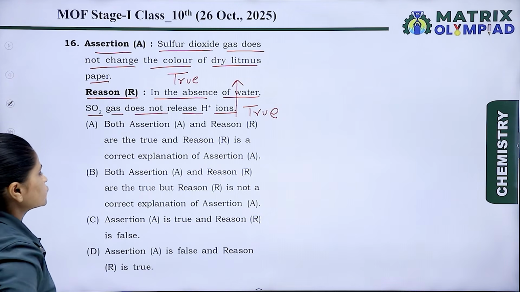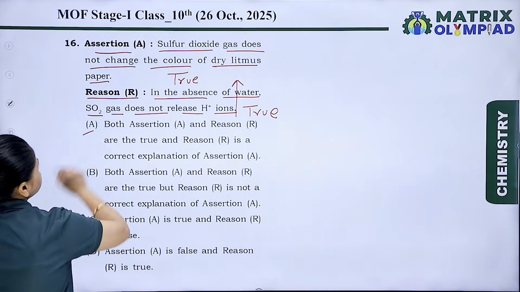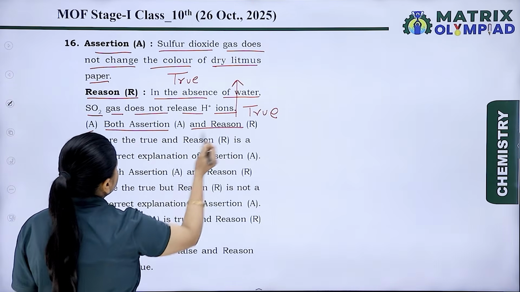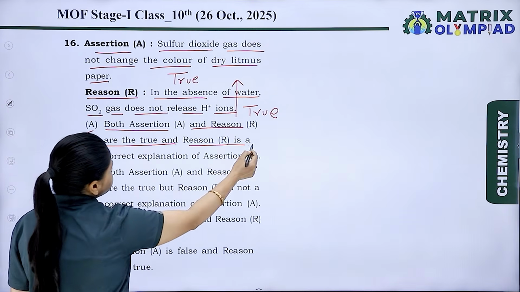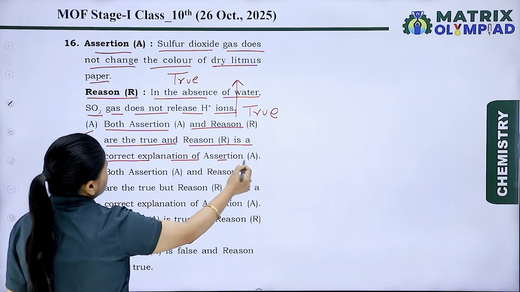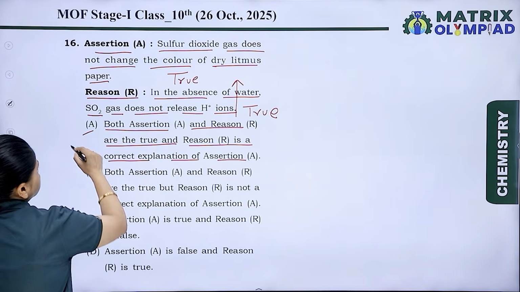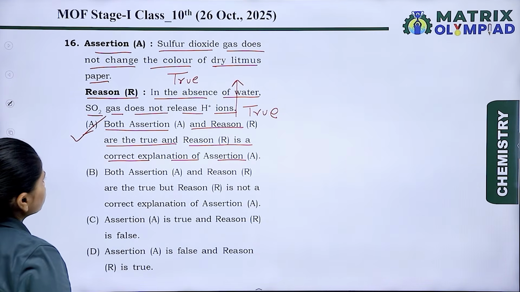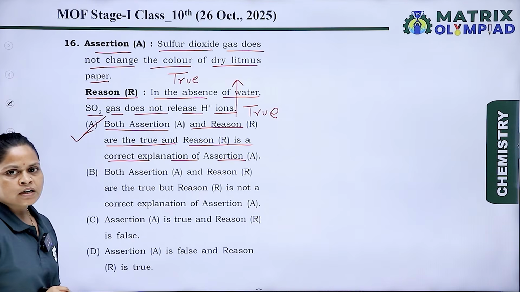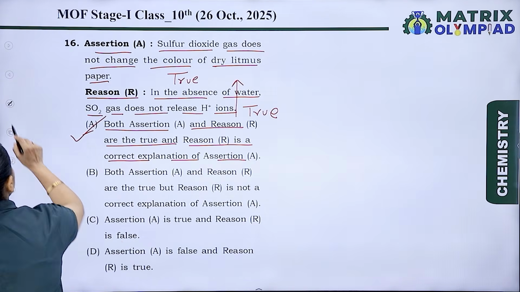Does the reason explain the assertion? Let's discuss the options. Option A, both assertion and reason are true and reason is a correct explanation of assertion. Yes, this is perfectly true, the correct option for the question. Let's discuss the next question.